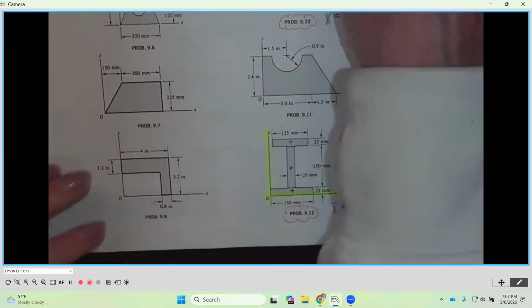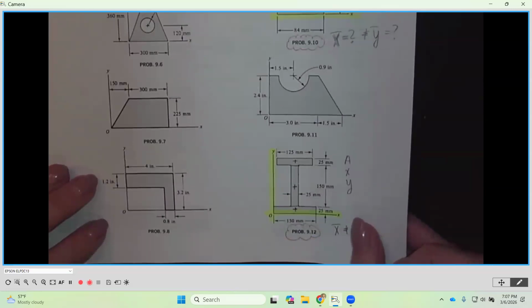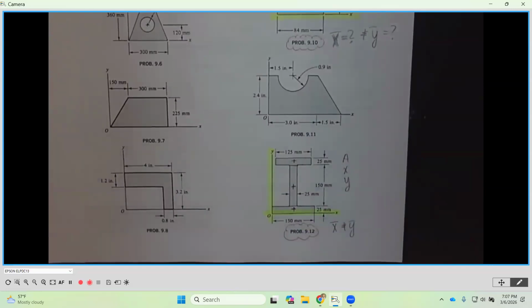So looking at these two problems, does anybody have any questions at the moment? Okay. If not, then I'm going to stop this recording.